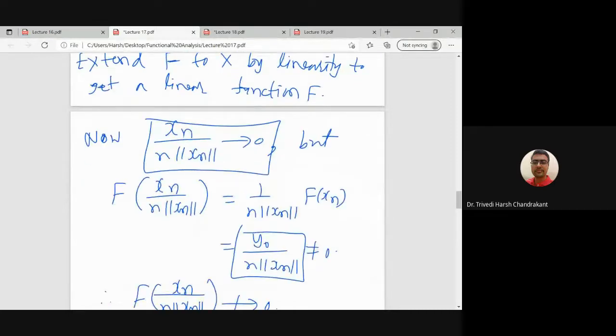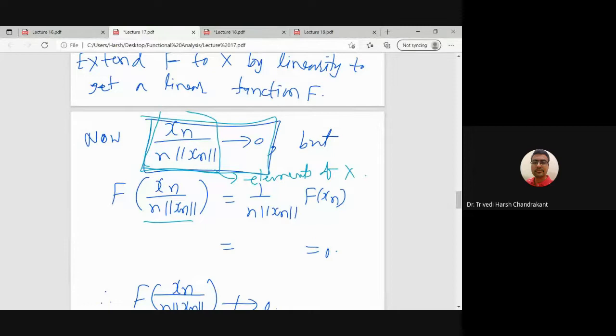So now we have constructed this sequence. This sequence is elements of x, because they are linear combinations of xn, right? They are some number times xn, and xn are basis elements. So this is a linear combination of basis elements. They are elements of x, and on those elements, if we apply the function, this sequence converges to 0, but when we apply the function, so this part I have.